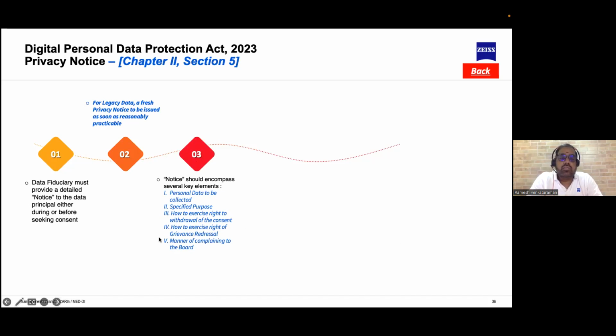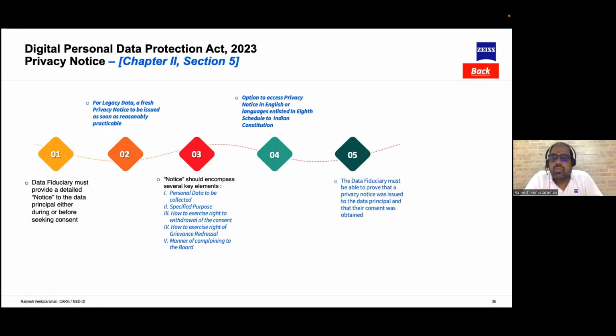The privacy notice should, as per the law, state what data we are collecting, for what purpose, how they can exercise the right to withdraw their consent, how to exercise the right of grievance redressal, how they can file a complaint, and the manner of approaching the board in case of an unsatisfactory response. And they need to be provided with the option, as we discussed, in English or the languages listed in Schedule 8 of the Indian Constitution. The data fiduciary must be able to prove, as it is their responsibility, that the notice was issued, it was explained, and then we have got the consent from them.